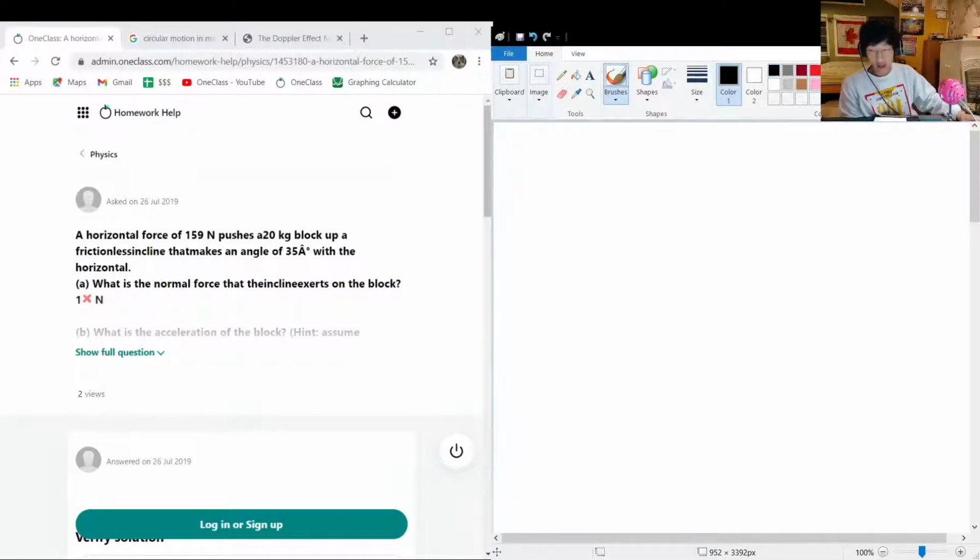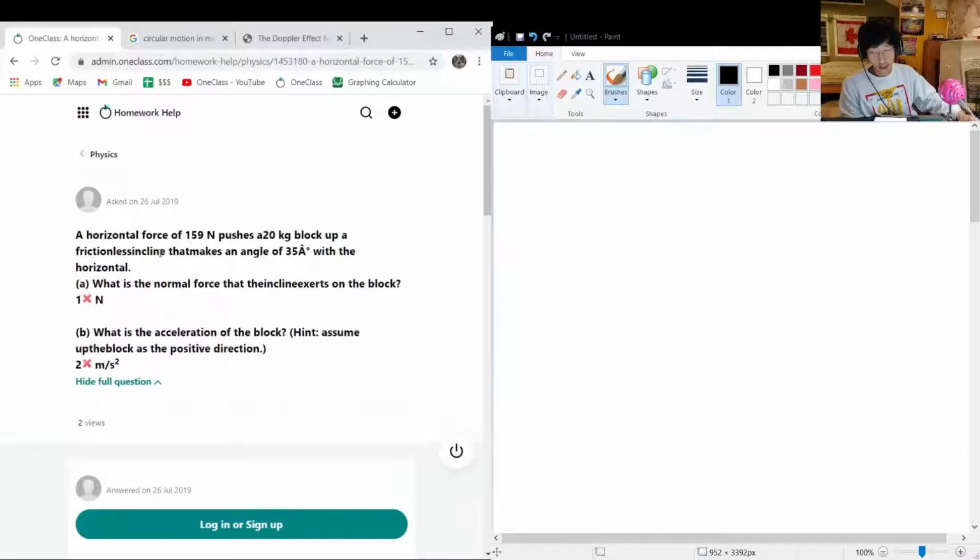Cool. Okay, so the next question that we got on the menu today is asking us, a horizontal force of 159 newtons pushes a 20 kilogram block up a frictionless incline that makes an angle of 35 degrees. I'm going to assume that A just means degrees, with the horizontal. Now, what is the normal force?